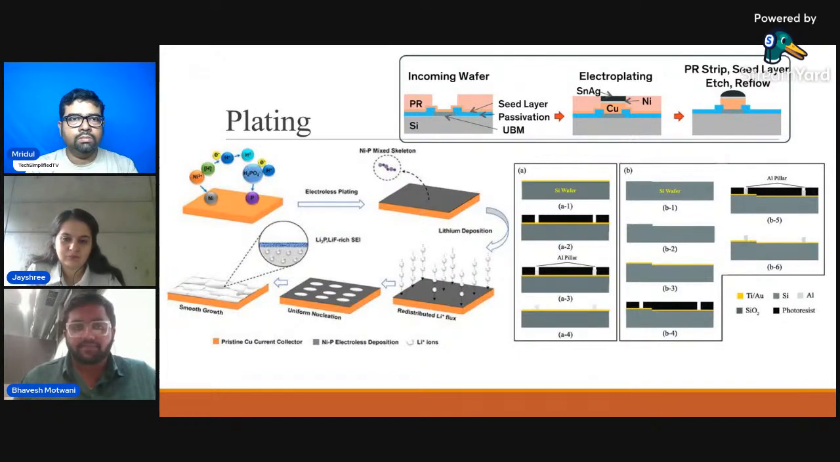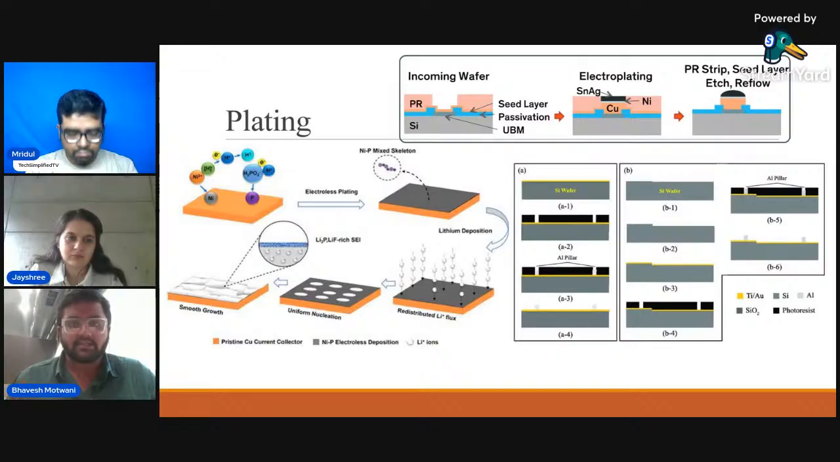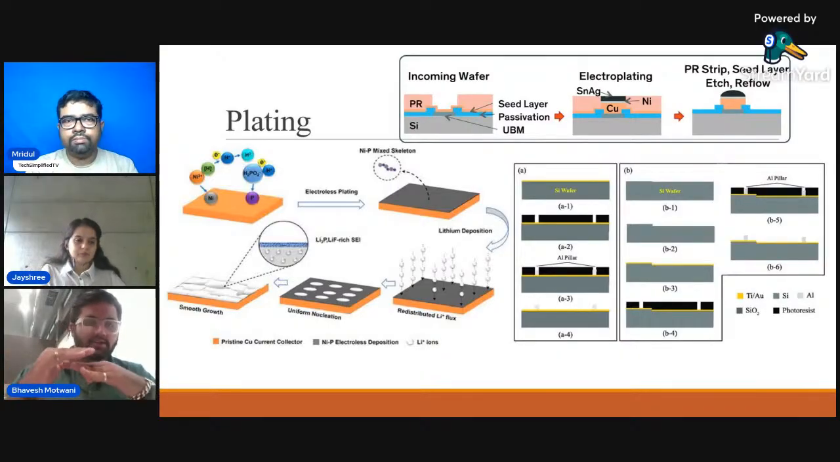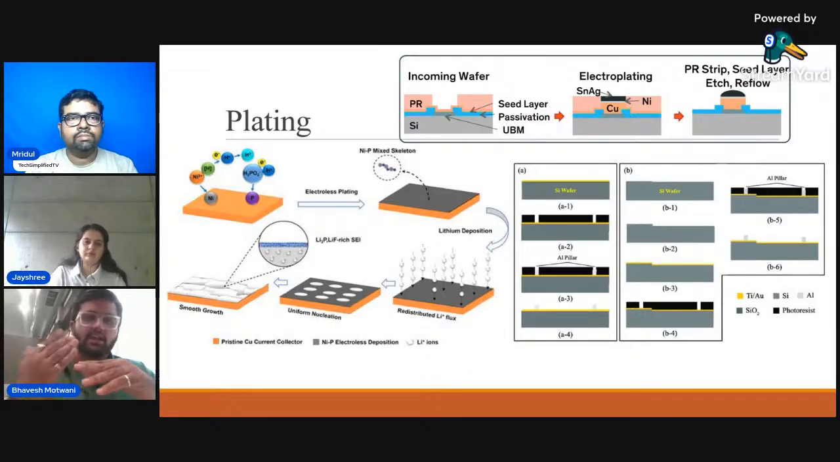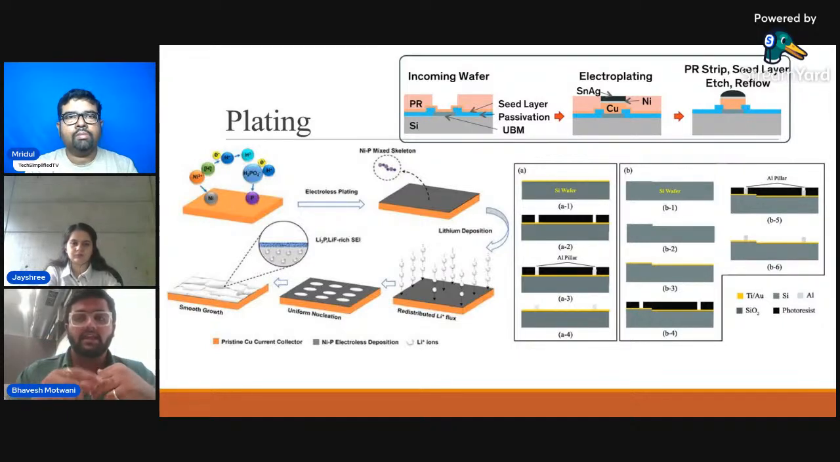Now if you see, there is an image of a proper UBM, under bump metallization. It is generally a silicon, then there is a passivation layer. The passivation layer can be an oxide layer or a nitride layer, whichever we want. Then we have done lithography, so based on that, a photoresist layer is there. And then we grow a copper layer on it through any metallization process. And then we do antimony silver electroplating. Then we remove the photoresist layer.